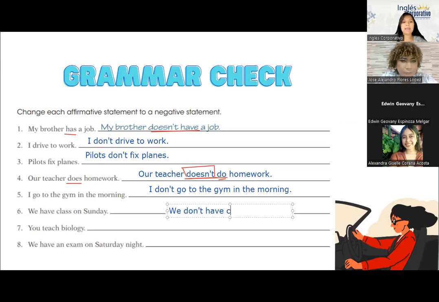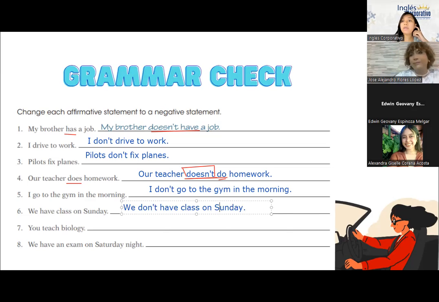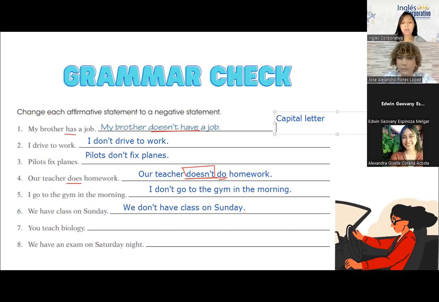We don't have class on Sunday. We don't have class on, look at this, okay? Mira el día de la semana, ¿cómo lo escribo yo? Yo no lo escribo con letra minúscula. No, ¿está? Lo escribo con mayúscula. ¿Cómo se dice mayúscula y cómo se dice minúscula en inglés? Ok. Mayúscula, capital letter. Minúscula, lowercase. Lowercase.